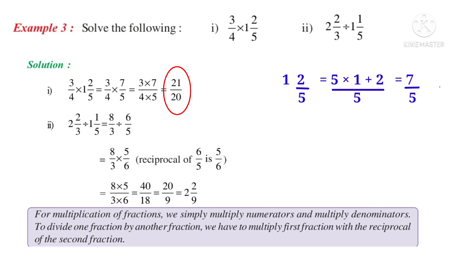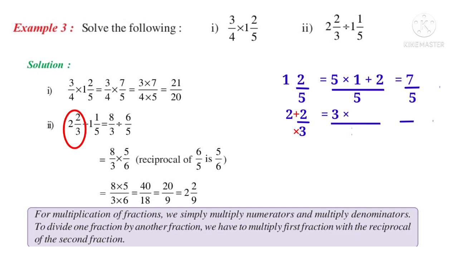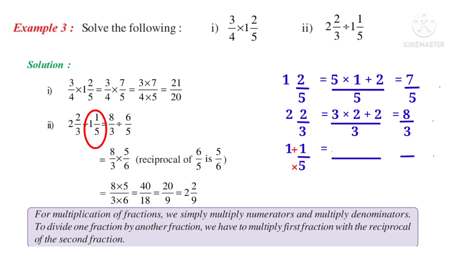Number 2: 2 2 by 3 divided by 1 1 by 5. Now let us convert 2 2 by 3 as improper fraction as 3 into 2 plus 2 in the numerator by 3 in the denominator. 3 into 2 is 6. 6 plus 2 is 8 by 3. Next, 1 1 by 5. Let us convert it into improper fraction as 5 into 1 plus 1 in the numerator by 5 in the denominator. 5 into 1 is 5 plus 1 is 6 by 5.